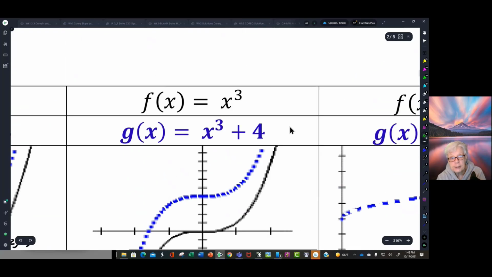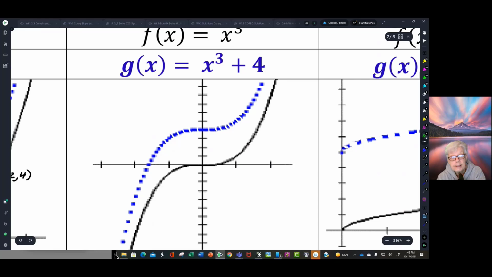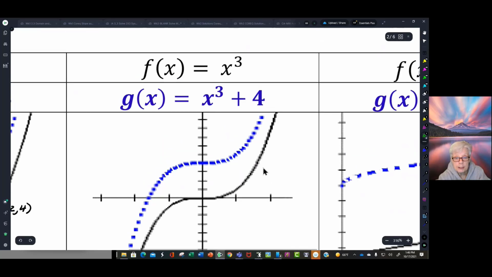Now here's y equals x to the third, y equals x cubed, basic graph. We're going to be doing the same thing, and look, this time it really is just picked up. It's physically moved up. F of x equals x to the third is the black graph, and all that's happened is the graph has been physically brought directly up 4 units. All the x's have stayed the same, only the y coordinates have had 4 added to them.